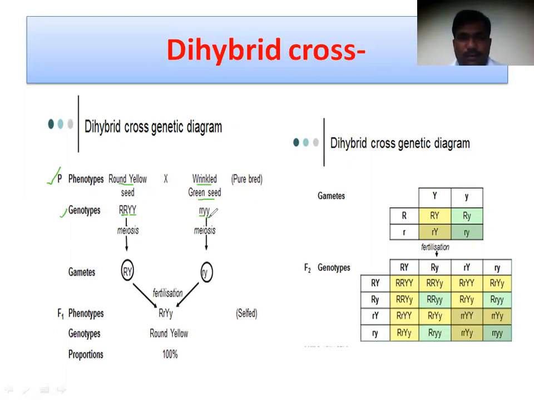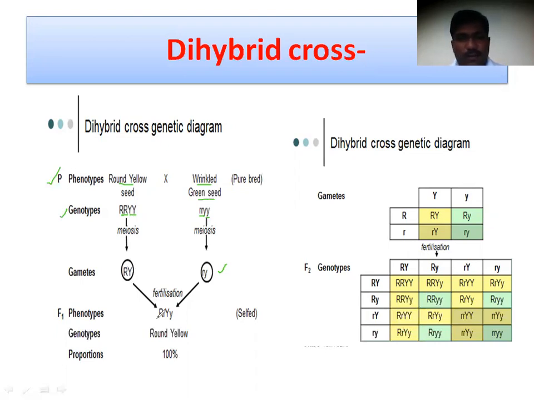Then by meiosis, you know that the gametes are formed. So each gamete receives one of the factors or alleles. So we get two types of gametes, that is capital R, capital Y, and small r, small y. These are the gametes.